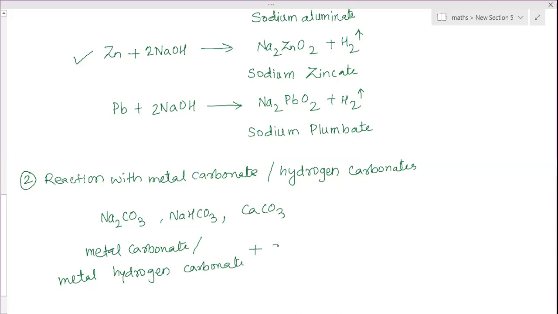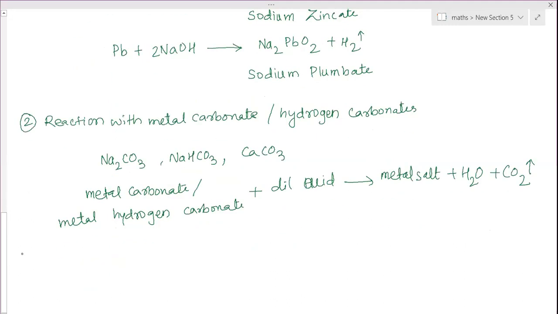combines with dilute acid, it will form metal salt, water, and carbon dioxide gas is given out. It will give out carbon dioxide gas. The characteristic property is the formation of carbon dioxide gas in this reaction. So special characteristic, formation of carbon dioxide.